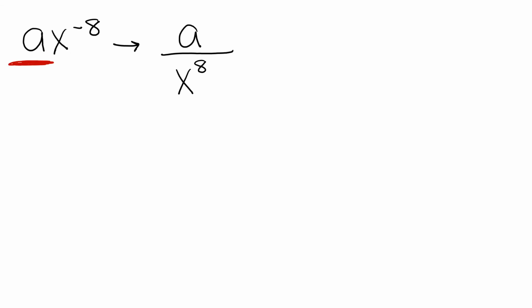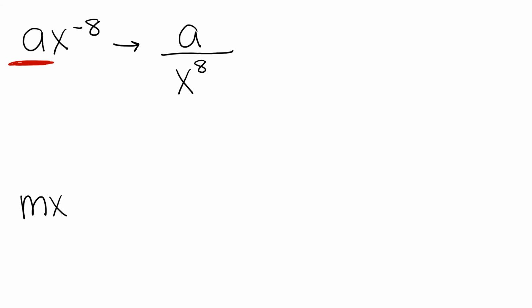For our next problem, we're going to use variables. So ax to the negative 8th. We start by writing the base number x in the denominator. The negative 8 exponent changes to a positive 8. The a is out in front, so the a stays on top.